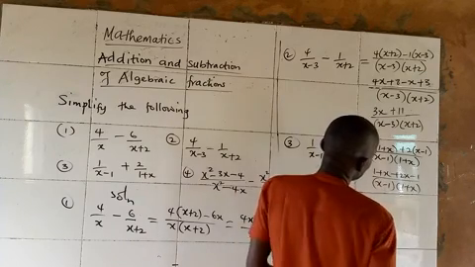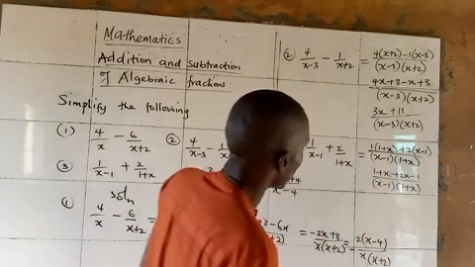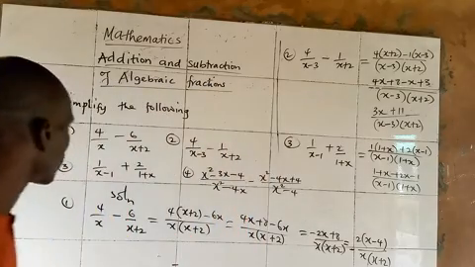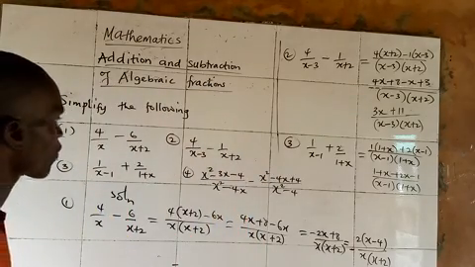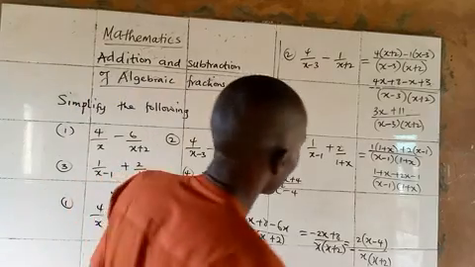1 minus this. I think we are correct in what we did. Yes, we are very much correct.